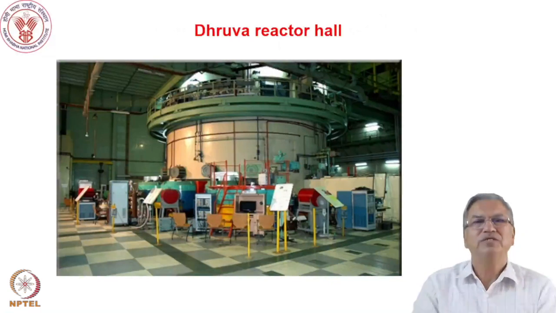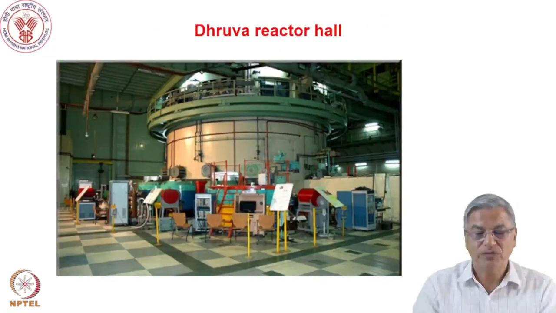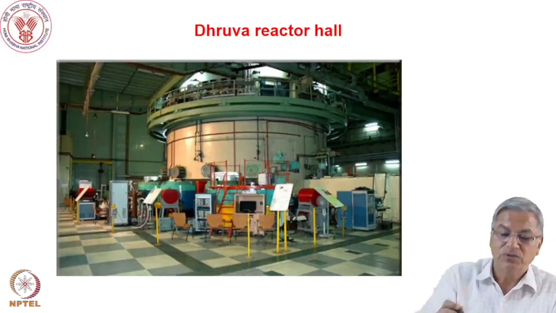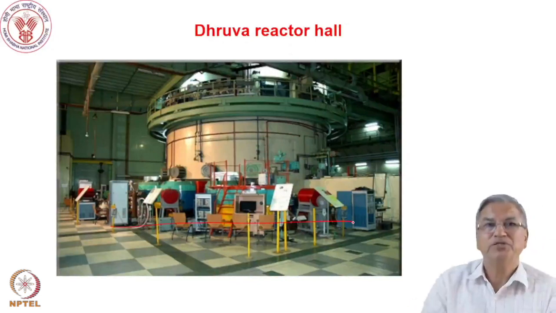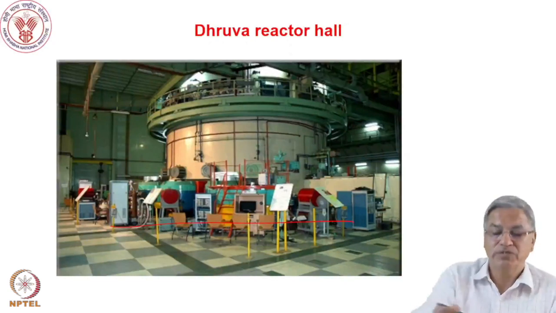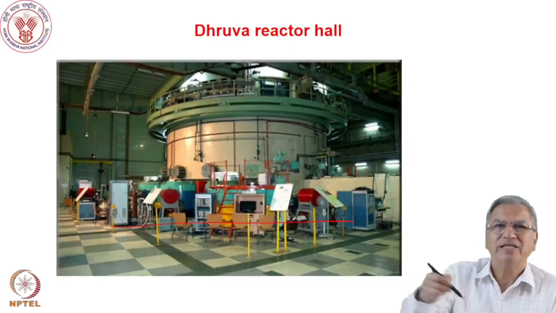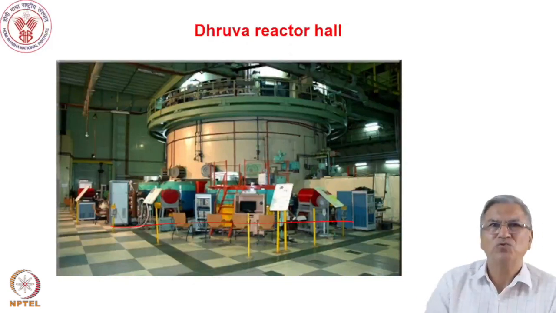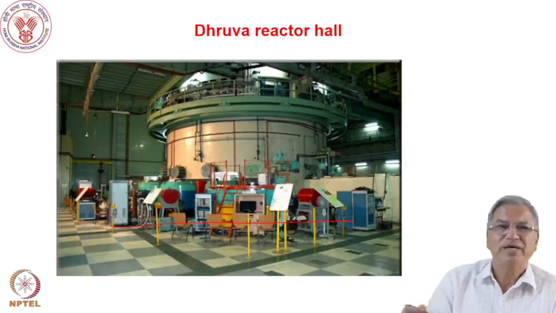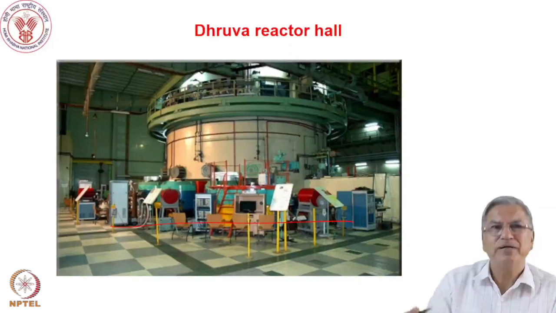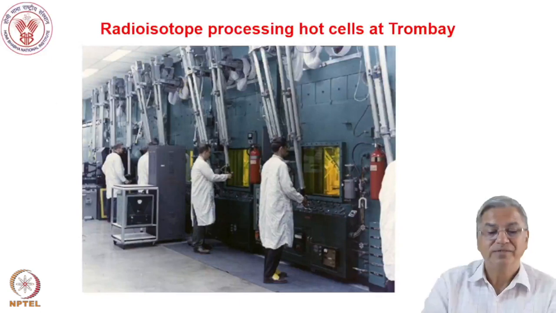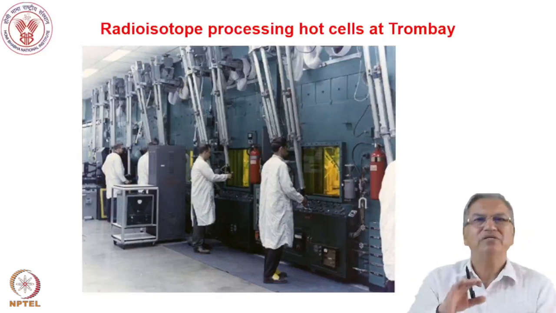Inside Dhruva, we have the reactor hall. Inside the reactor hall, these are the facilities for experiments, neutron scattering and other things. But inside the reactor, this is the calandria. Inside the reactor, you have the positions where you can load the sample, irradiate them for a specific period of time, and take them out for processing. So these are from the irradiation.